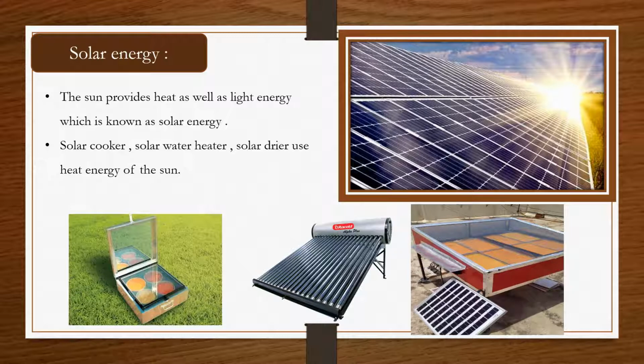Now students, in the devices mentioned, heat energy obtained from the sun is utilized to cook food, heat water and to dry grain. And in a solar cell, electrical energy can be obtained from solar energy. Solar electric plants have the capacity to produce electricity on a large scale. And a solar plant consists of many solar cells.